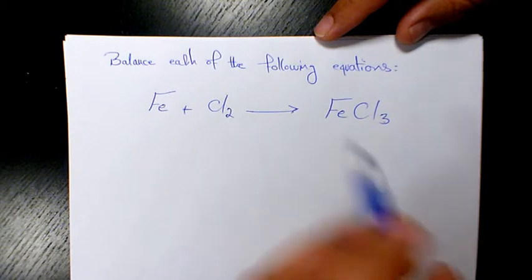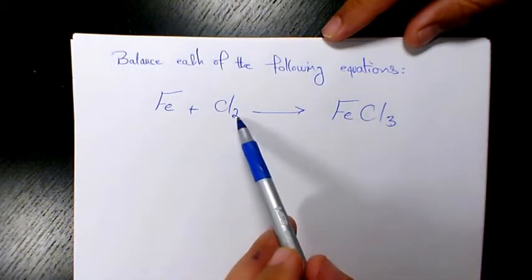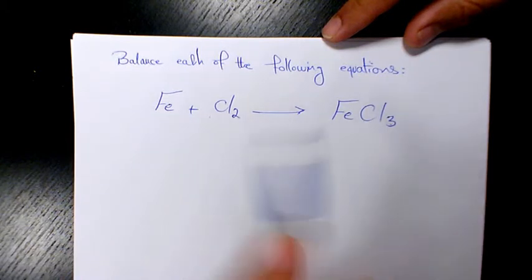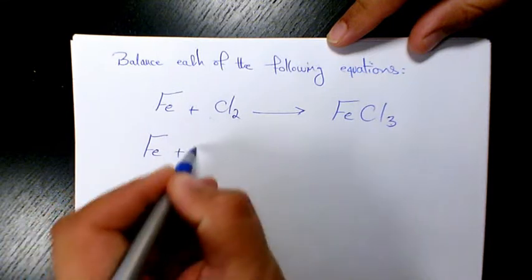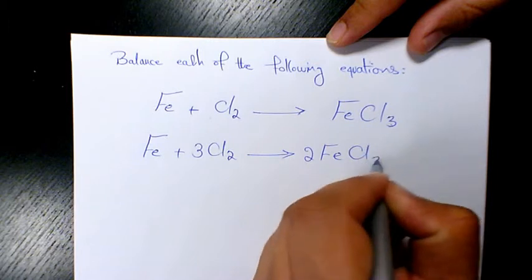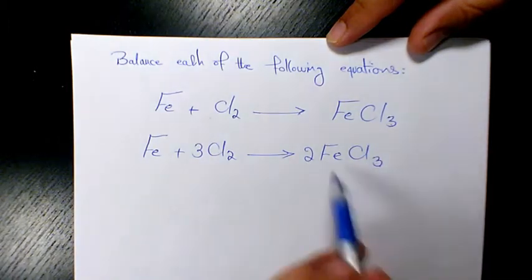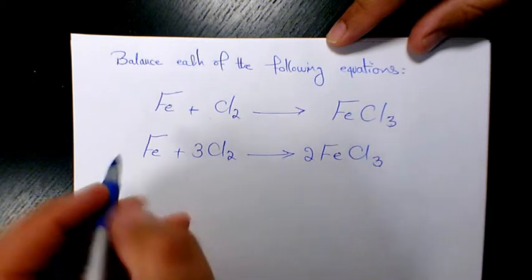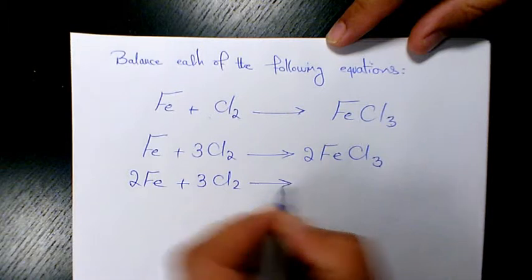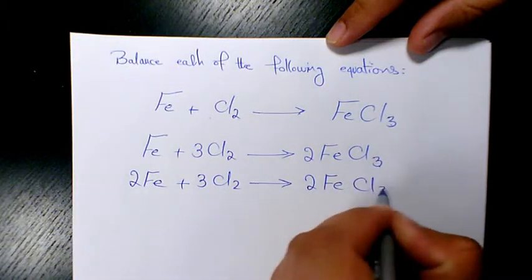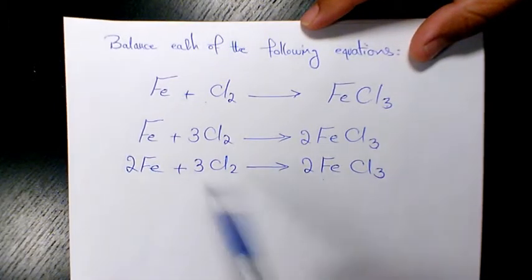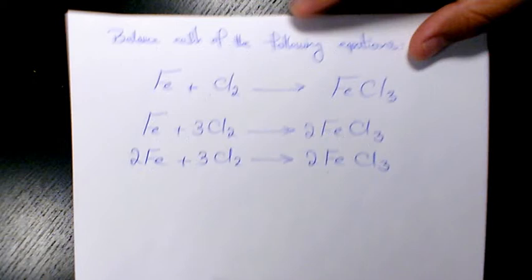How do you balance that? So we have 2 Cl in here, we have 3 Cl in here, so I'm gonna make this one 3 and this one 2. So Fe plus 3 Cl2 gives us 2 FeCl3. So we have 6 Cl in here, 6 Cl in here, and we have 2 Fe. So I'm gonna write it down for the second step. I'm gonna make it 2 Fe, 2 FeCl3. Now we have 2 Fe, 6 and 6 in here, so now it is balanced.